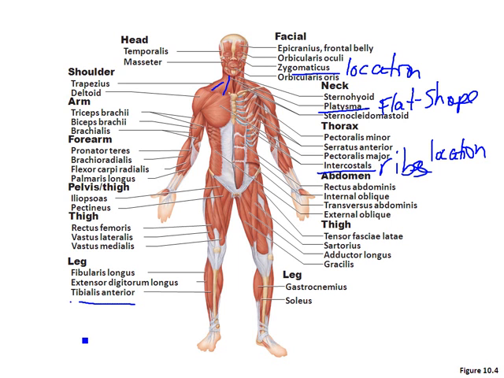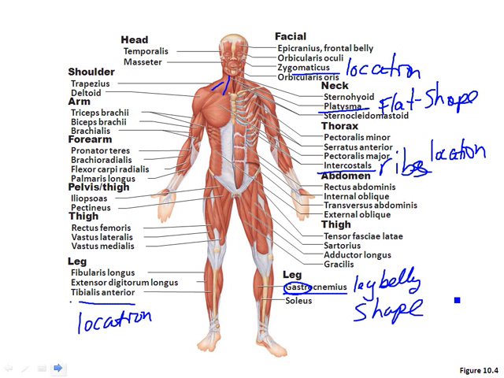Tibialis anterior. The tibia, that's a bone, right? Anterior means front, so a muscle in front of the tibia. Location. Gastrocnemius. Gastro means belly, and so this means leg belly. So that would be shape.